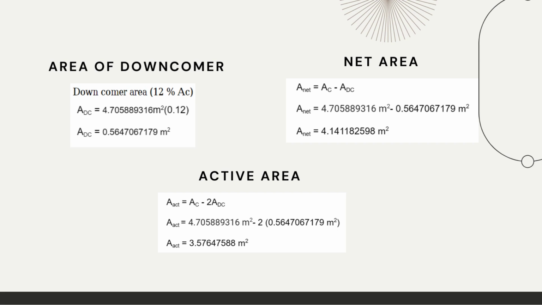0.5647 square meters. For the net area, we simply subtract the area of the downcomer from the area of the column, resulting in a value of 4.14 square meters. The active area is calculated as the area of the column minus twice the area of the downcomer, which gives us 3.58 square meters.